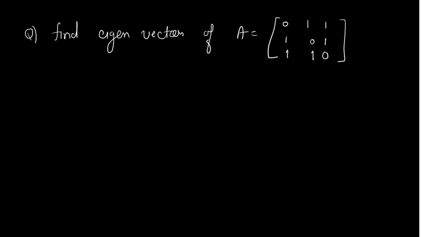So in this video we'll find out eigenvectors of this square matrix A. In our previous video we calculated its eigenvalues. The eigenvalues of A that we calculated were -1, -1 and 2.